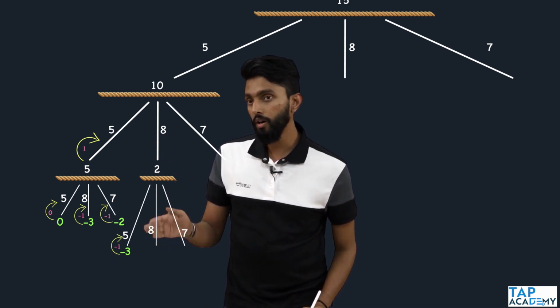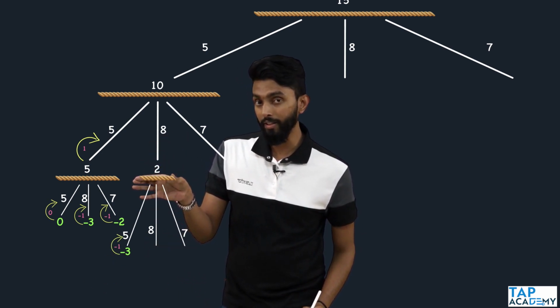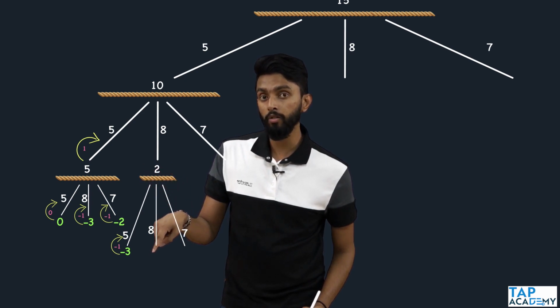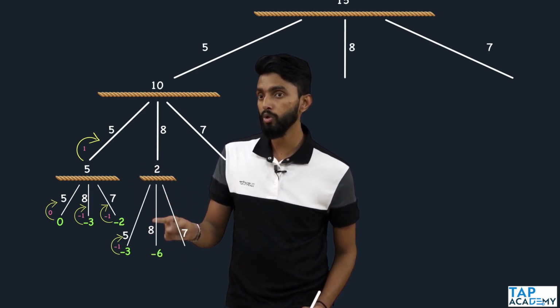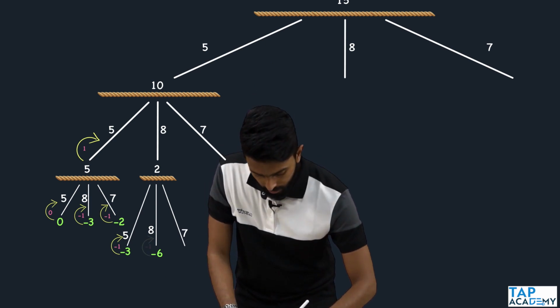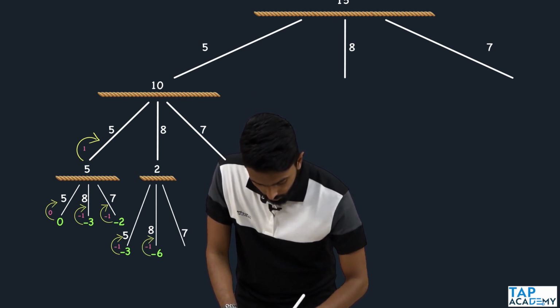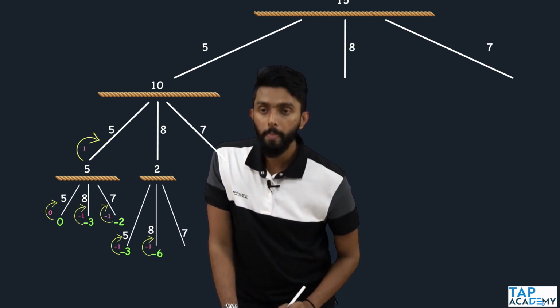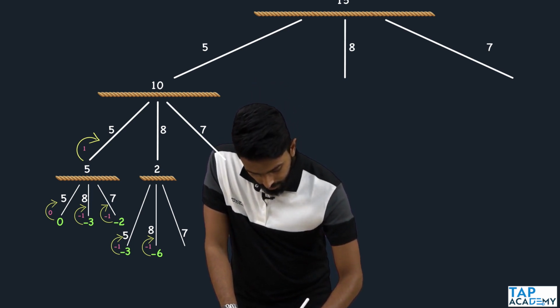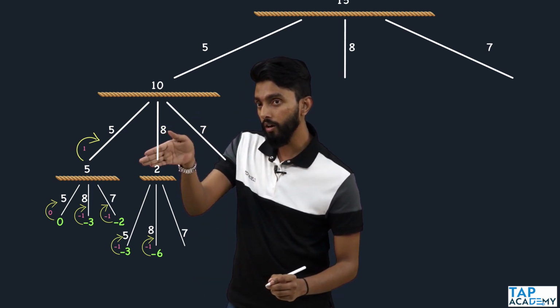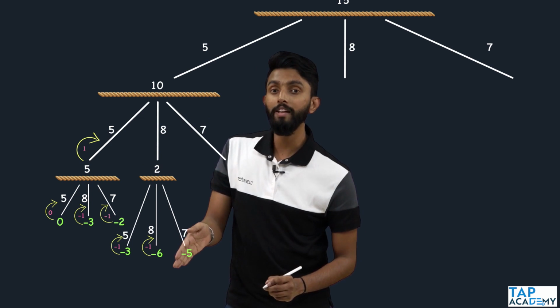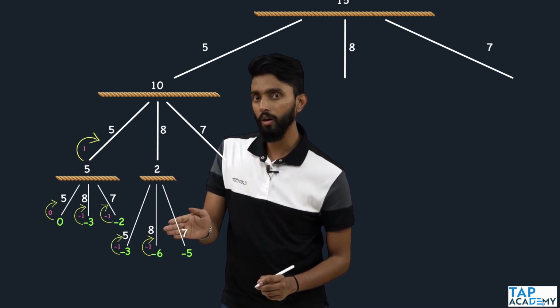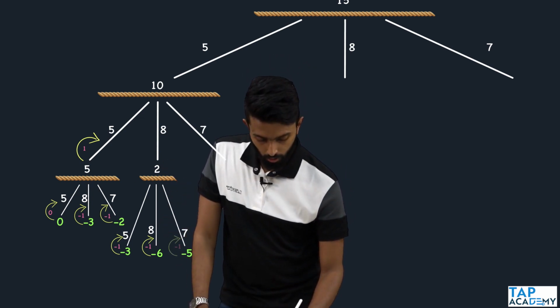Next, we will check here that the length of the rope is 2. I am trying to cut 8 length. Not possible. I will get minus 6 because 2 minus 8 is minus 6, which means this is going to return minus 1. Similarly, this one also, if you check here, what will you get? Minus 5, 2 minus 5. A 7 length you can't cut. So it's a negative value. So you will return minus 1.